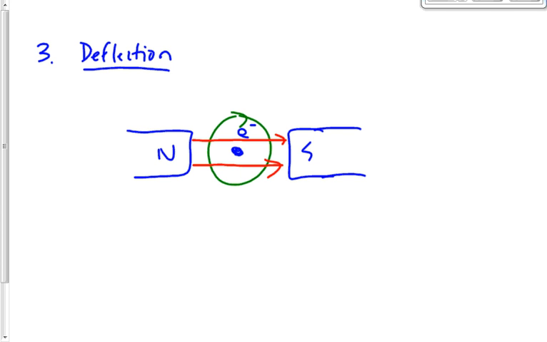Fingers point in the direction not of the field that was caused by the moving charge, but rather the external magnetic field, which in this case is to the right, from north to south. So thumb out of the page, fingers to the right, your palm will automatically point in the direction of the force, which is in this case down the page, toward the bottom of the page. Does that make sense?